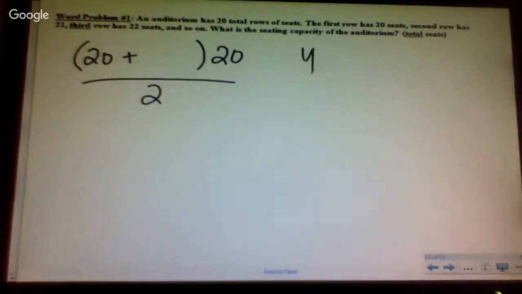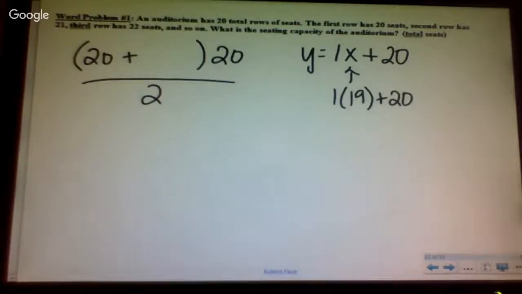I can find that from my equation. Y equals, what's my slope here? What's it moving by? 1. So 1x plus 20. Okay? If I have 20 total rows of seats, what's plugging into x? 19. Remember, you always have to drop it by 1. So 1 times 19 plus 20 gives me what? 39. So there's 39 seats in my final row, which means in my entire auditorium, I have a total of 590 seats.